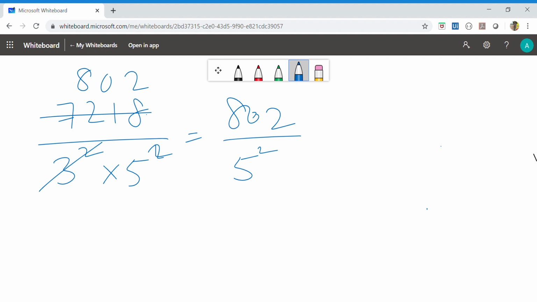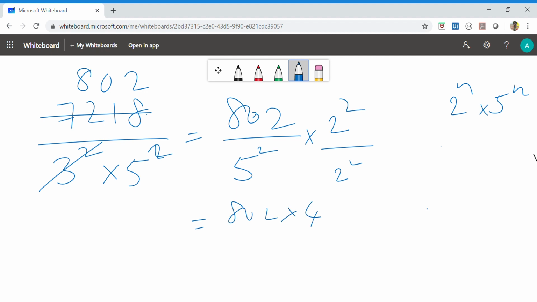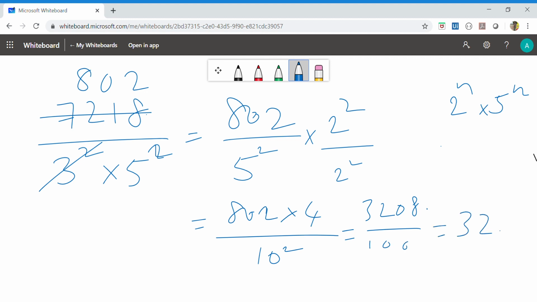To convert into decimal expansion, the denominator should be in the form of 2 to the power of n into 5 to the power of n. So I have to multiply and divide by 2 square. Then it becomes 802 into 4 by 10 square. 802 into 4 is 3208, so 3208 by 100. That becomes 32.08.